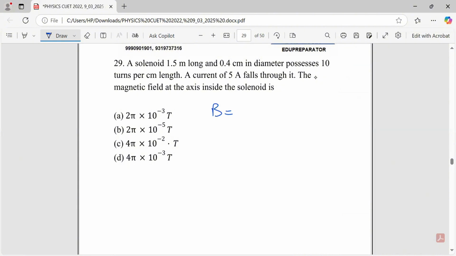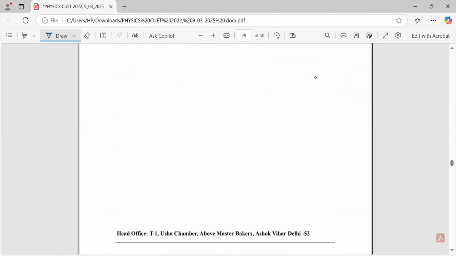So B is equal to mu naught n by L into I. So beta, all the values are given: the current is given, the number of turns per unit length is given. You just put the value and you'll get this answer for question 29.